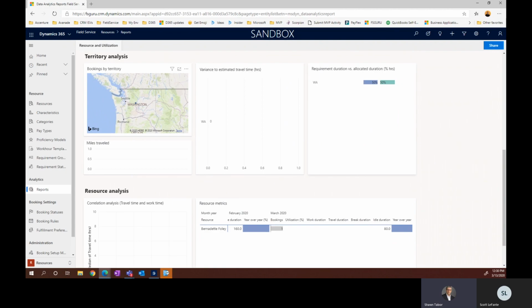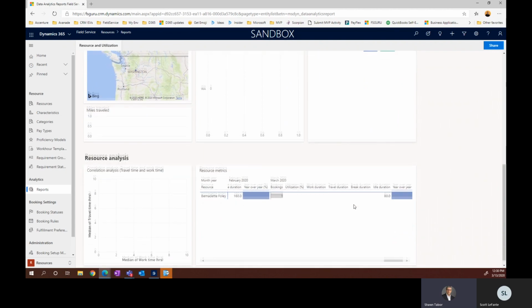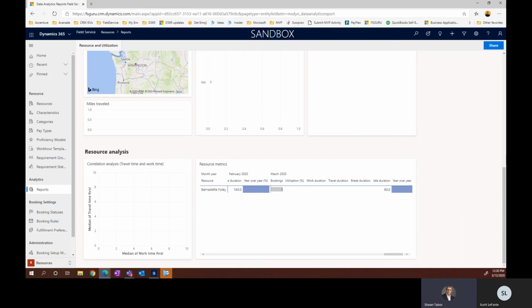In the resource metrics, you can see here we have Bernadette Foley. You could look at her year over year. You could look at her overall bookings, utilization percentage, etc. A lot of great data.